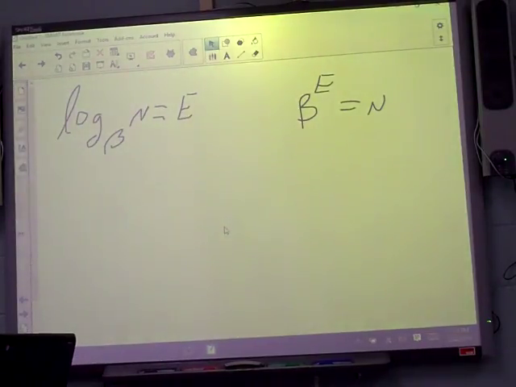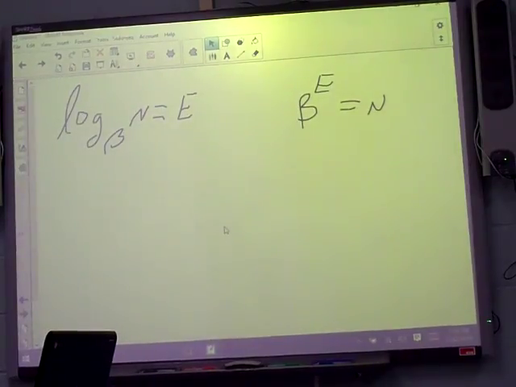The B stands for the base, the N stands for number, and the E stands for exponent. Make sure you know that E stands for exponent because next week we're going to look at the number E, and that's totally different. The number E is different than this letter E that stands for exponent. Yes, there is a number E. We did it in Algebra 2.